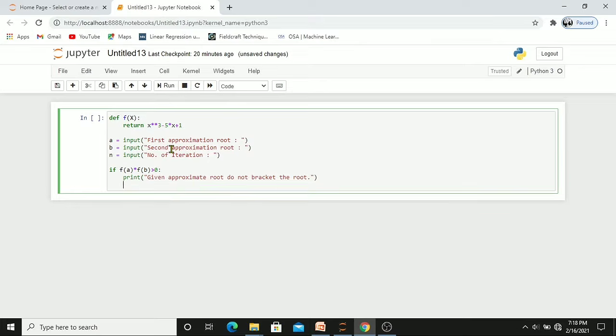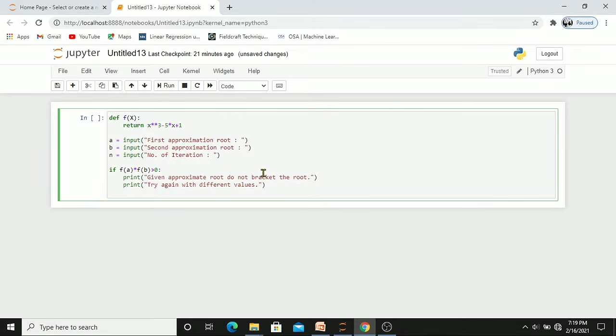Right. Now what I want is that the user should give another value. So try again with different values. Okay, so if this condition is true, that is f of a into f of b is greater than 0, it means both values are positive or both values are negative, right? So the given solution is not the correct bracket of the root. Okay, so we need to have another guess.